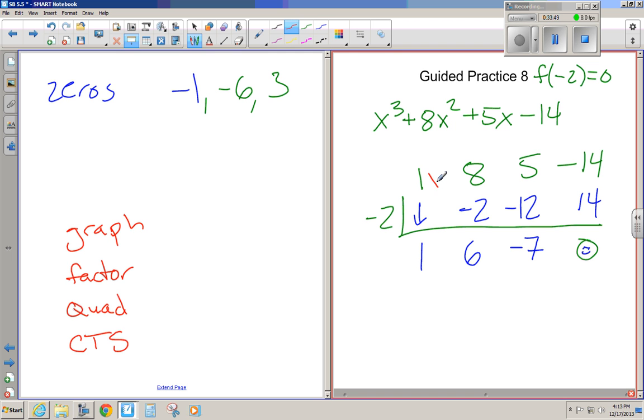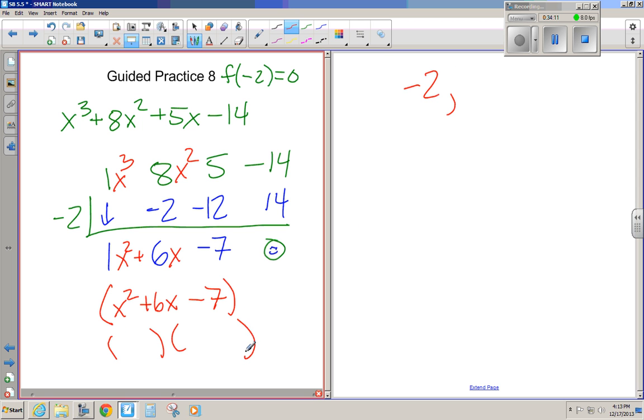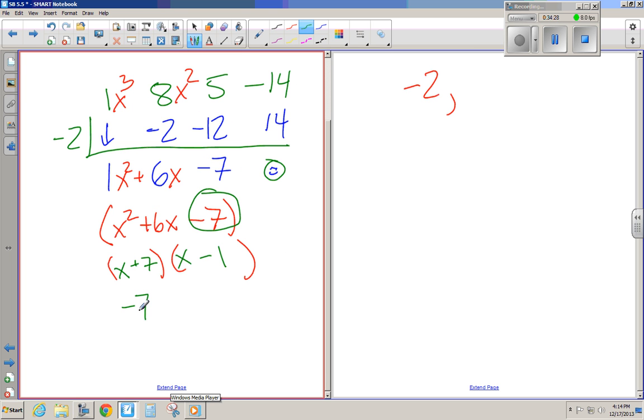This x cubed, and you're going to get tired of me saying this, becomes an x squared. The x squared reduces by 1, becomes an x. And now we have x squared plus 6x minus 7 to factor. So -2 is a zero. Factoring this, you're looking for factors of 7 that add up to 6. Well, factors of 7 would be plus 7 and minus 1, so x plus 7 and x minus 1. Those are the factors we're looking for. That means -7 and positive 1 are the rest of our zeros.